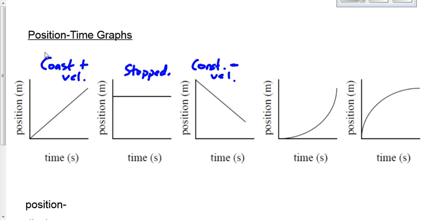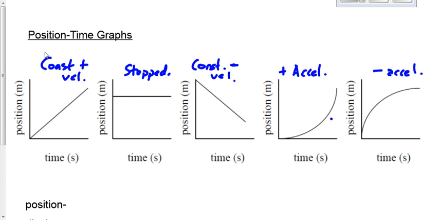Now, the 4th and 5th one, you see these 2 both are curving, which means you do not have a constant velocity. If you don't have a constant velocity, then it must be accelerating, right? What kind of acceleration would this one be? Yeah, it's a positive acceleration. That means it's speeding up. This one would be a negative acceleration, which means, in this case, that it's slowing down.